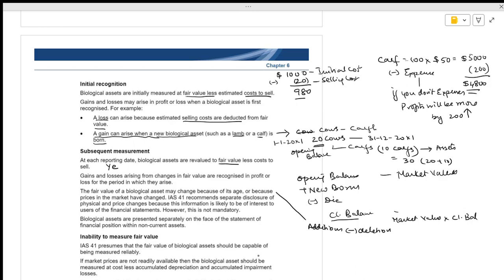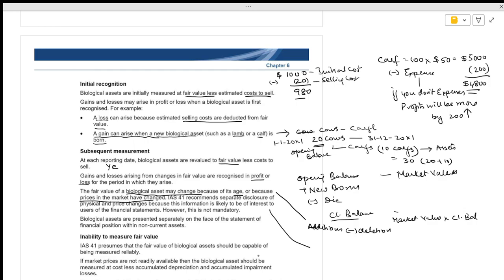If there is the case, it has to be recognized in what? In either case, it has to be recognized, as simple as that. What we are doing with respect to other biological assets? The fair value of biological assets may change because of age, because of prices in the market value change. See, I will give you an example.